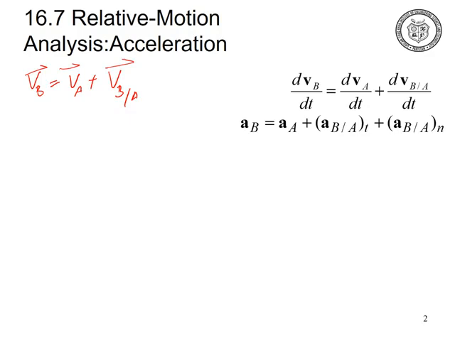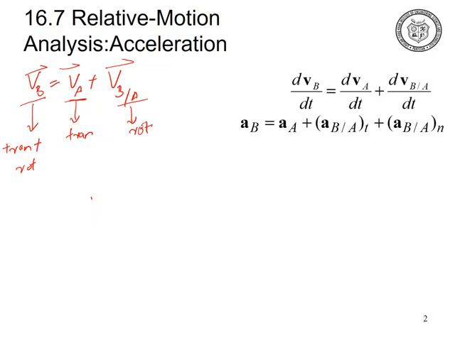VA was because of the translation. VB with respect to A was because of the rotation. So VB was because of the translation plus rotation. VB contained the effect of both translation and rotation, while VA contained the effect of only translation motion, and VB with respect to A contained the effect of rotation motion. This is the equation that we derived in the previous lecture.